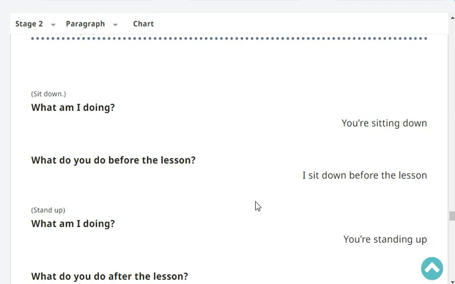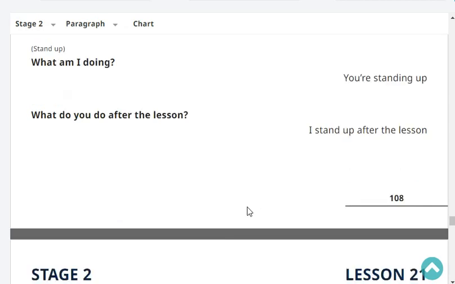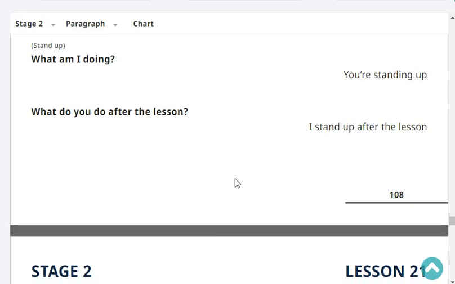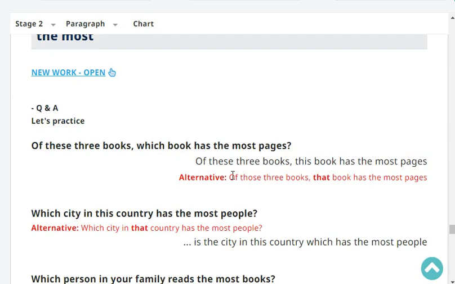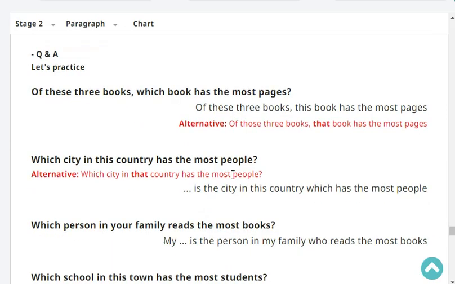What do you do before the lesson? I sit down before the lesson. What do you do after the lesson? I stand up after the lesson. Very good.